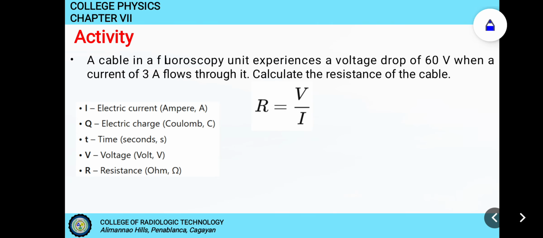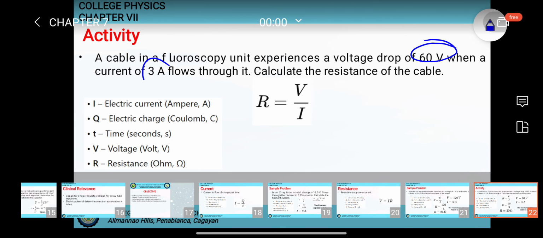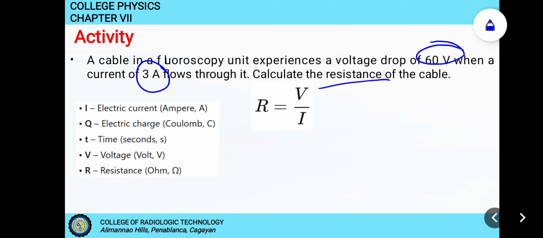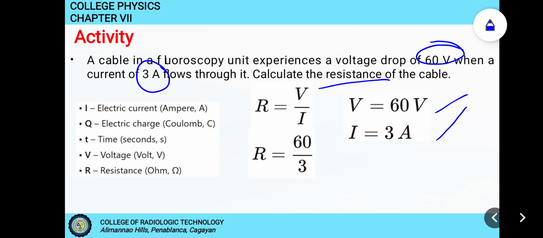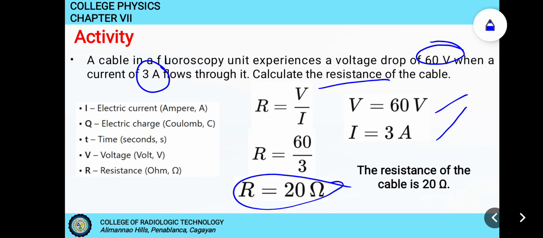I have here an activity. You may pause our video lecture and try to answer this one. A cable in a fluoroscopy unit experiences a voltage drop of 60 volts when a current of 3 ampere flows through it. Calculate the resistance of the cable. So we have 60 volts and 3 ampere. Just substitute, and that will give you 20 ohms. The resistance of the cable is 20 ohms.